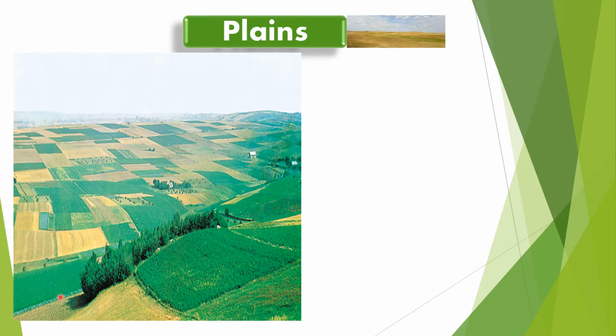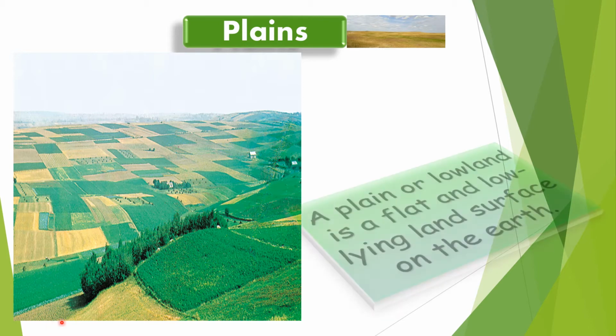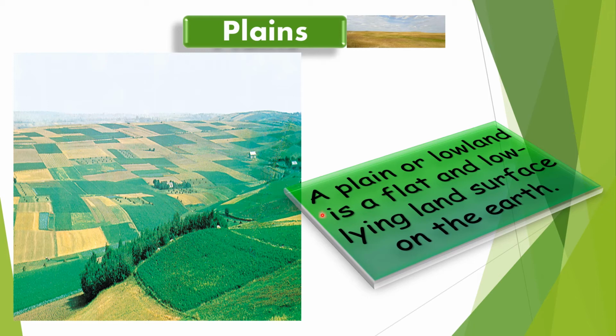Okay, so children, now we can define plain. What is plain? A plain or lowland is a flat and low-lying land surface on the earth. Clear? Plain and lowland both are same thing. When we say lowland, we are talking about plains, and plains means flat land of the earth's surface.